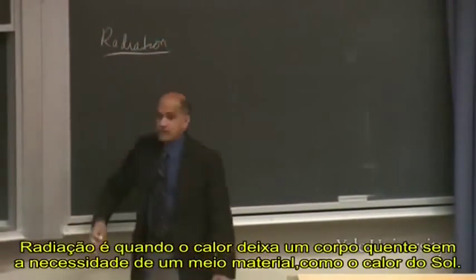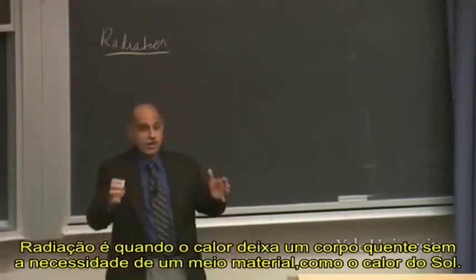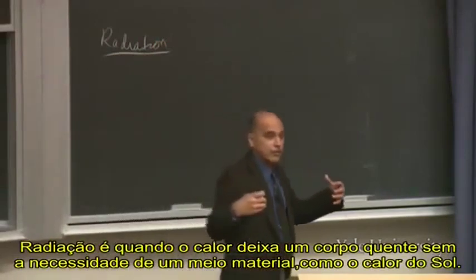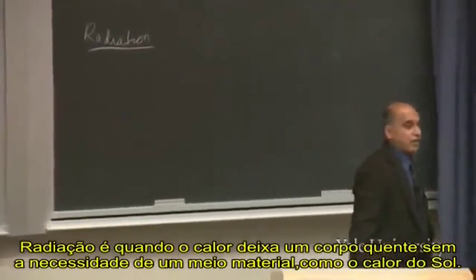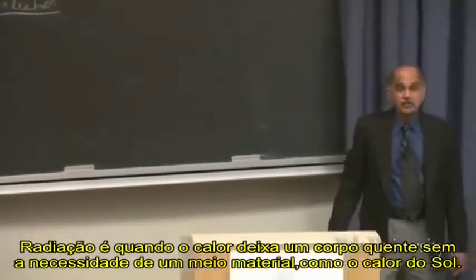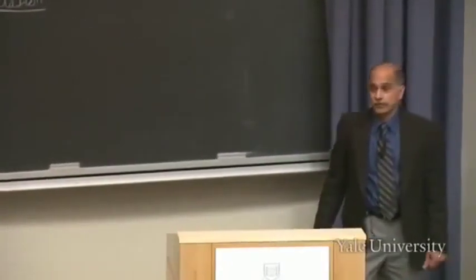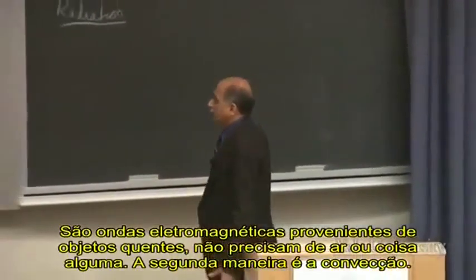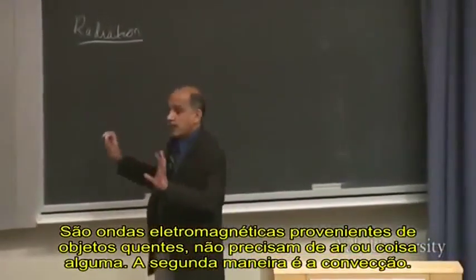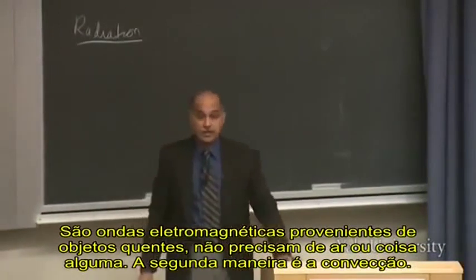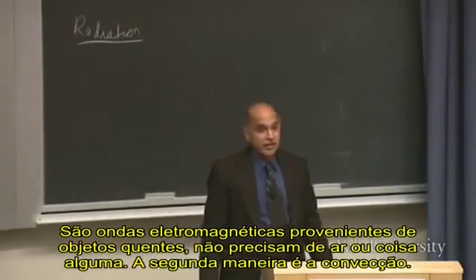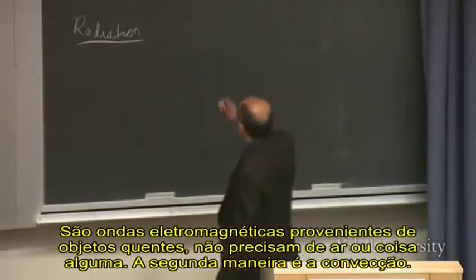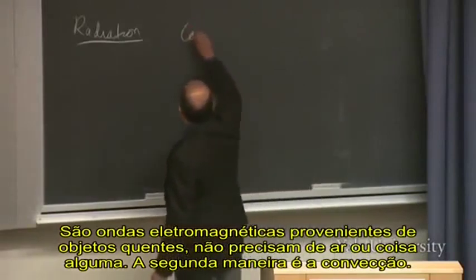Radiation is when the heat energy leaves some hot body and comes to you without the benefit of any medium, like heat from the sun. So that's really electromagnetic radiation that comes from hot glowing objects and directly comes to you. And electromagnetic radiation doesn't need air, doesn't need anything. And the second way of heat transfer is called convection.